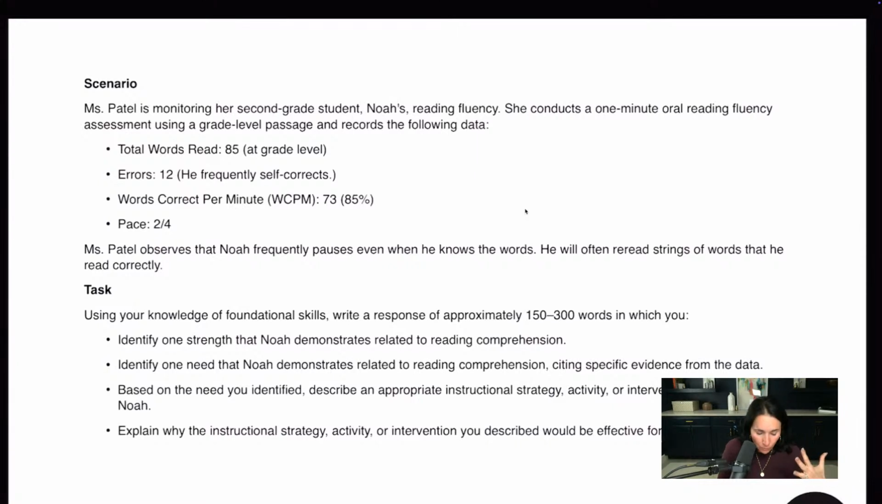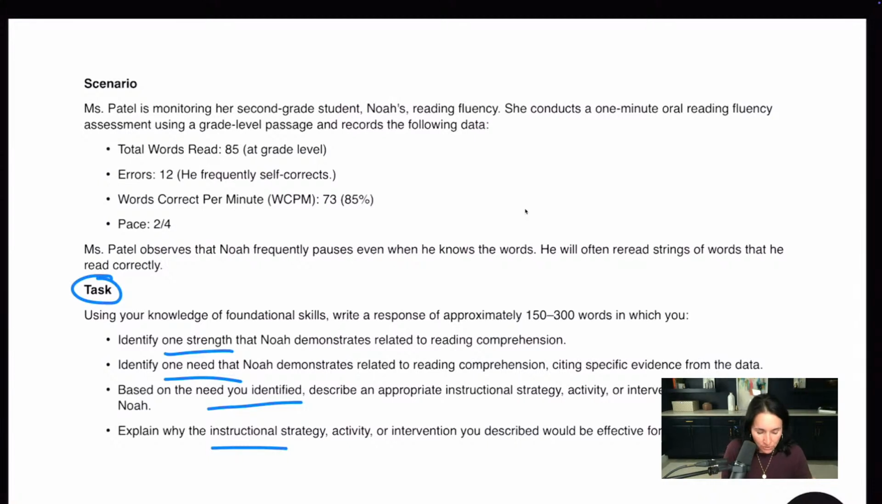Now, with the foundations of reading, you're always going to have to identify a strength, a need, and then a strategy, and then rationalize your strategy. Teaching reading is pretty much the same. Foundation, you see where the student is good, where the student needs help. What are you going to do about it? And why are you doing that? Justify it. All right, here's what I want you to do. We want to start here. Again, working backwards, start with the task.